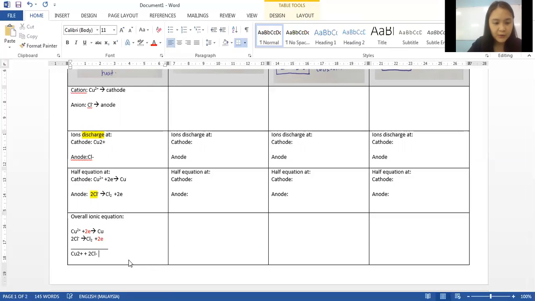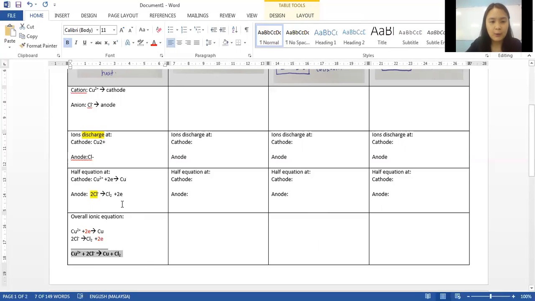So I just continue. And then now I will put my products together. The product from the first half equation is Cu, and the product from my second half equation is Cl2. All right, so then this is my ionic equation. Okay, so this is my full ionic equation. That's my final answer. Hold on, let me do it nicely for you. Okay, so this is my ionic equation.